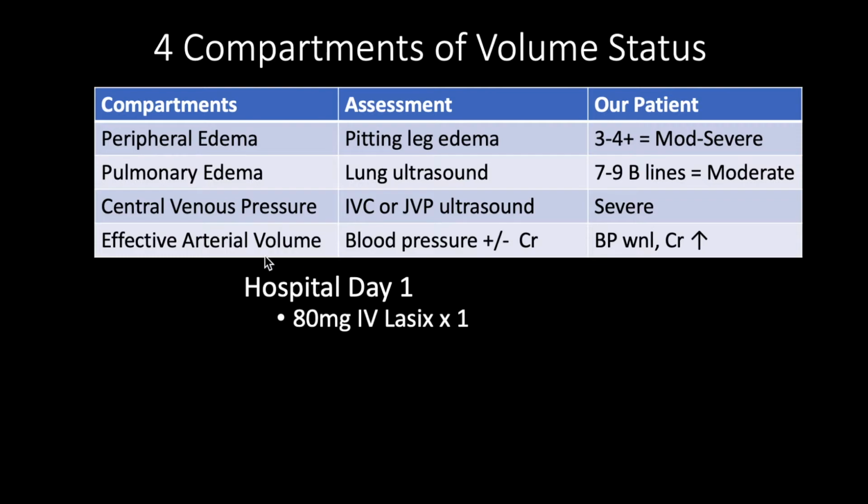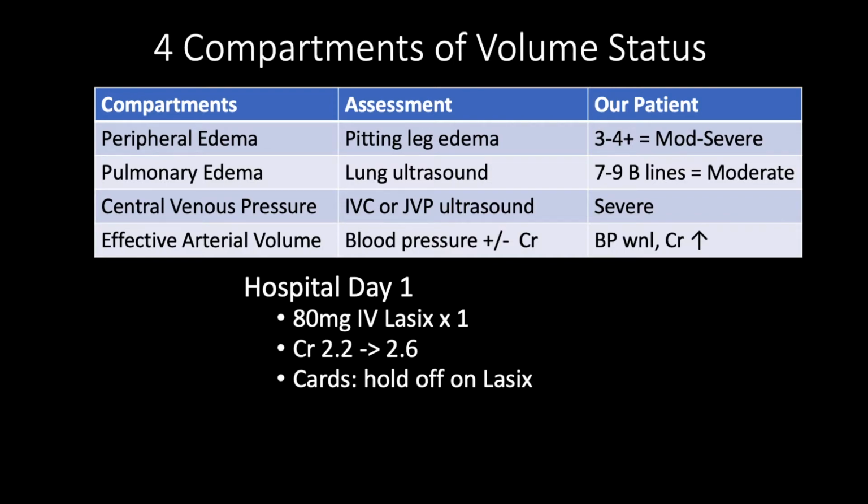But I'm a little bit worried about his effective arterial volume. His blood pressure is normal, but he's febrile, and his creatinine's on the rise. So I wonder about sepsis and potentially causing a pre-renal AKI in this patient, along with CHF. It'd be nice to have one diagnosis, but there may be multiple in this case. So on hospital day 1, he was given 80 milligrams of IV Lasix, and his creatinine continued to rise.